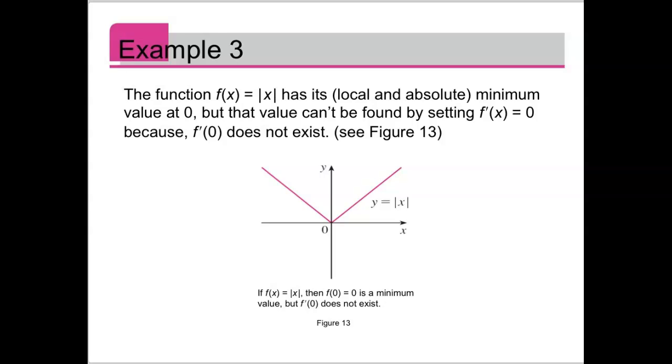All right. Another thing that Fermat's theorem can't do for us, you could have a minimum like in the absolute value function, but the derivative won't exist there. So again, Fermat's theorem just says if the derivative does exist at a local max or local min, the derivative will be 0. But you could still have a local minimum or a local maximum, and the derivative does not exist at that point.